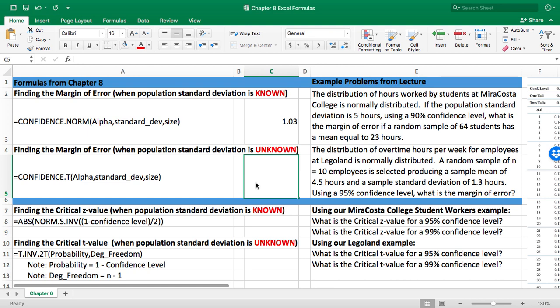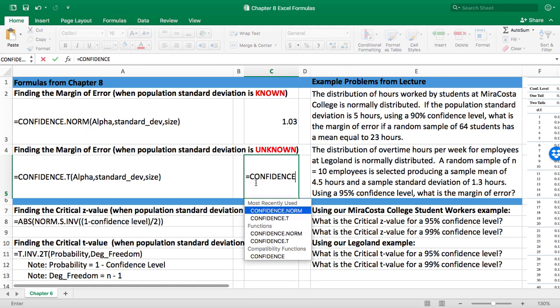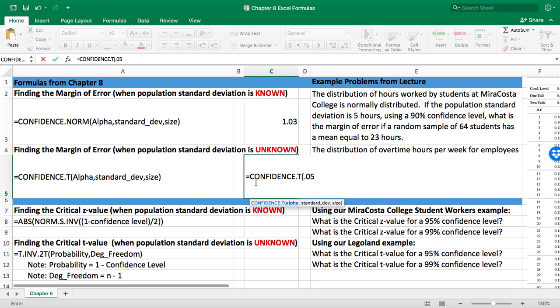So here, we will type in equals confidence. Recall that when we don't know the population standard deviation, we cannot use a z-value. Instead, we end up using a t-value. So that's why we use .t here. Do parentheses. Our alpha is just 1 minus our confidence level. So 1 minus 0.95 gives us 0.05 for our alpha. The standard deviation was 1.3, and our sample size was 10.